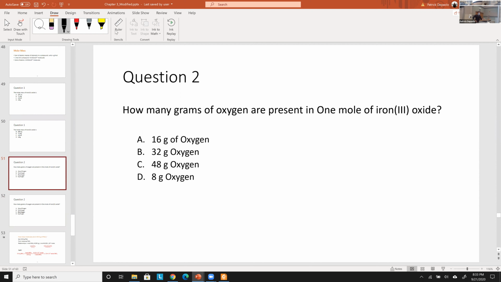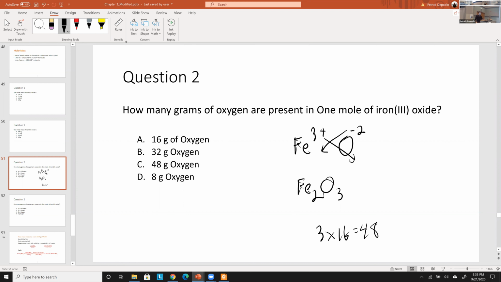So we need to figure out what iron 3 oxide is. And we know that from all of our naming, right? That seems like it was so long ago we did naming, but it's less than an hour. So we have iron 3 oxide. Iron 3 is Fe3+, oxygen is O2-. You could do the crisscross rule, and you get Fe2O3. Then figure out how many grams of oxygen are present in 1 mole. You figure out 3 times the molar mass of oxygen is 48, and you're done. So that's 48 grams. I know I went through that quick, but does that make sense?